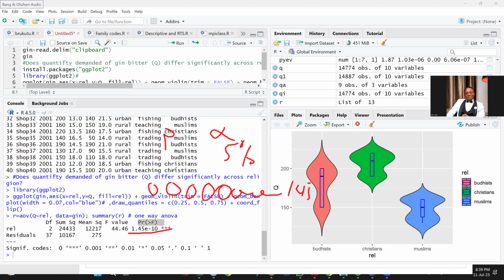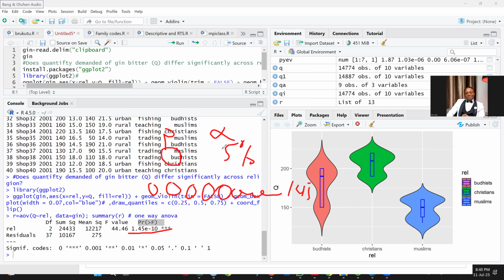Which simply means that this value simply means what value? It simply means 0. Okay, that's what it simply means. Because that value is basically 0. So we can conclude that our p-value is what? Is 0. So if the p-value is 0, what does it mean? Or if the p-value is less than the alpha, what does it mean?